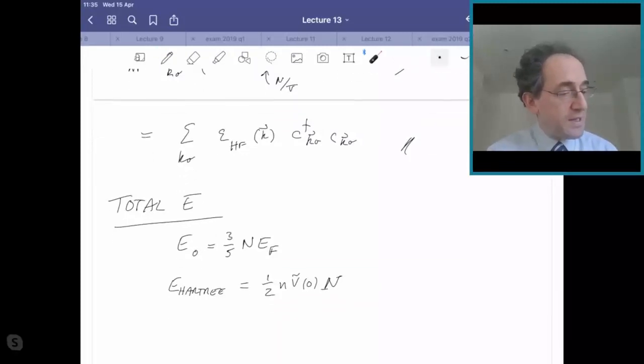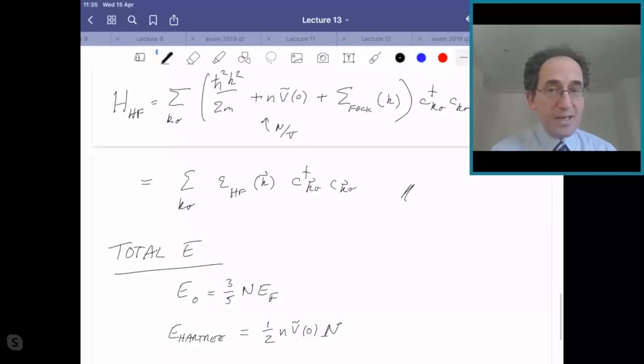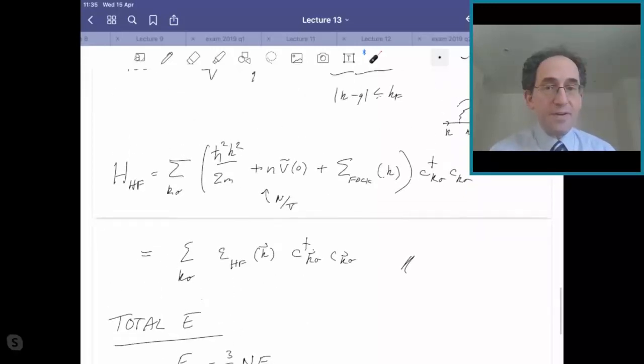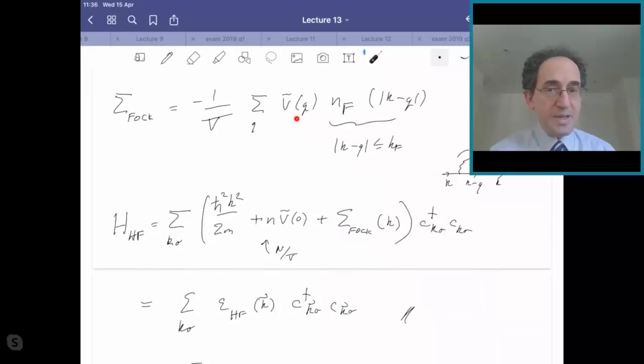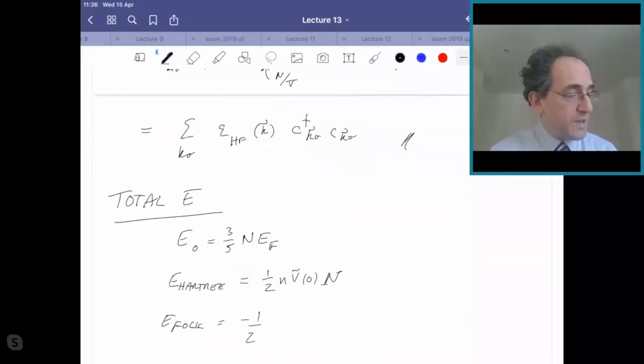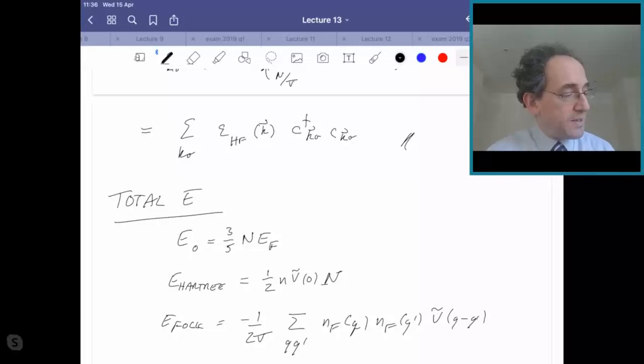And the Fock energy, E Fock, is just going to be the sum of the self-energy over all the occupied states in the system as well, which we can write out, remembering the form of the Fock term way up here, with the potential at Q times the Fermi factor at Q. The energy of the Fock term is 1/2 the volume of the system, then the sum over Q and Q prime of the Fermi function of Q, the Fermi function of Q prime, and v twiddle of Q minus Q prime, where the Fermi function is 0 or 1, depending on whether Q or Q prime is greater or lesser than the Fermi momentum.